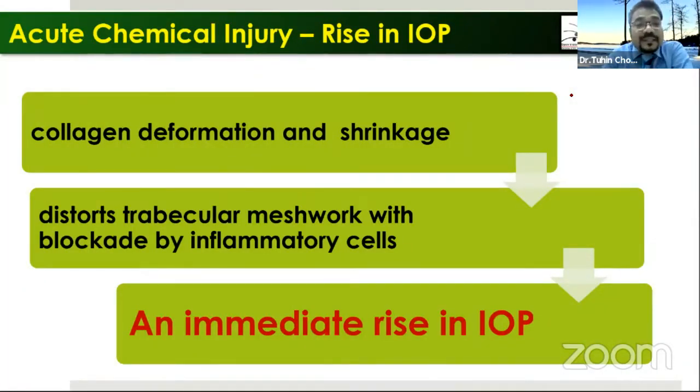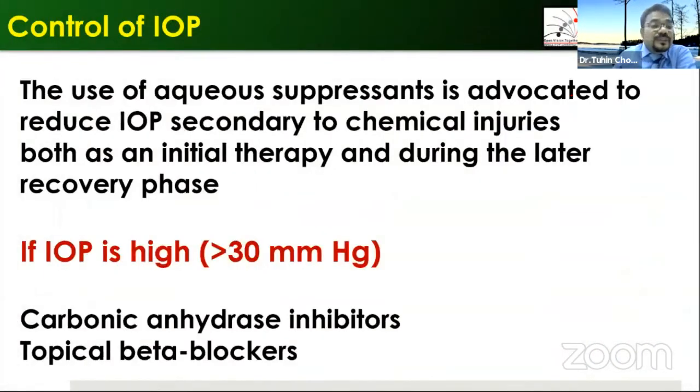In acute chemical injury, there is a chance of rise in intraocular pressure because of collagen deformation and shrinkage, which will distort the trabecular meshwork, with blockage by inflammatory cells. An immediate rise in intraocular pressure occurs. In these cases, we should use aqueous suppressants. Here we suggest oral carbonic anhydrase inhibitors, because topical medications usually have preservatives that are epitheliotoxic. If not available, you can go for topical beta blockers.